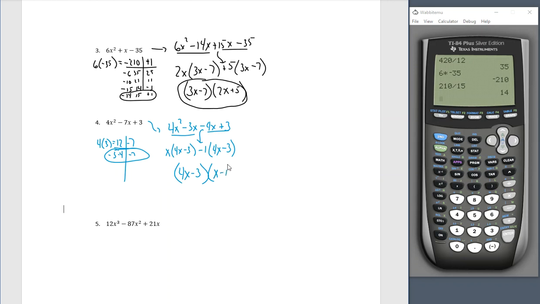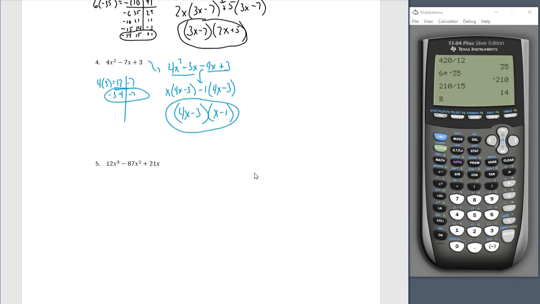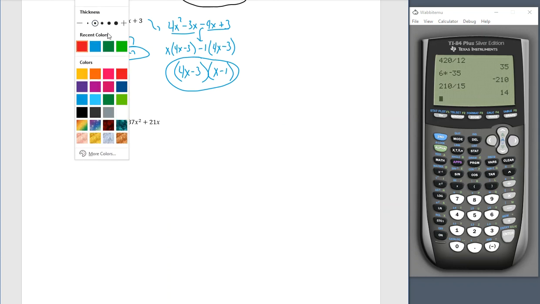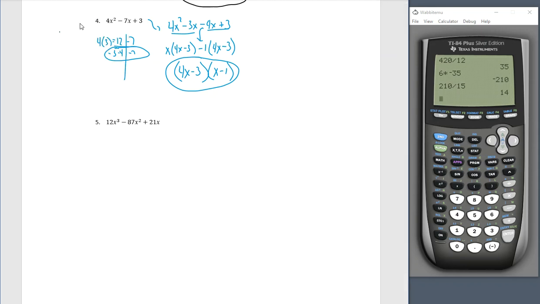So we'll have 4x minus 3 times x minus 1. Oh, let's circle that. That's a good answer. All right, the last one. We're going to do this one in green. Green for go. Green for it's the last one. Okay, stop. There we go.